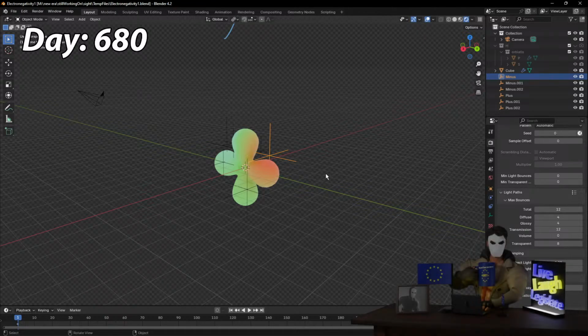Right before the stream I took a shower and I was just thinking about how am I gonna make these. And I realized that if I make them in geometry nodes, it's gonna be so much easier.